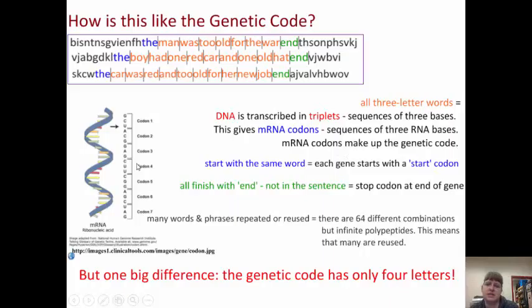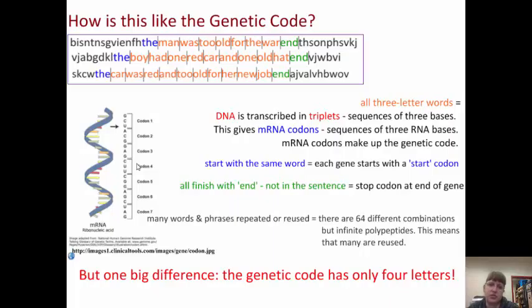Each sentence also starts with the same word. In this example, each sentence starts with "the," and that is because each gene starts with the same start codon, and that is AUG, so we all start with the same amino acid, which is methionine.